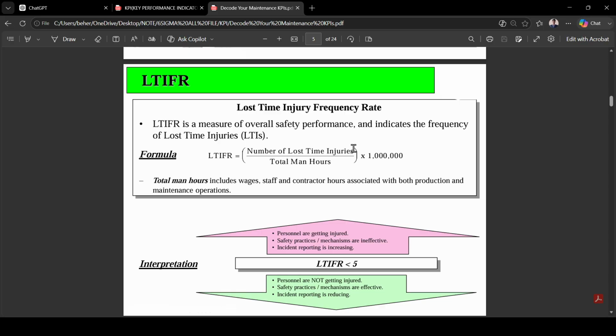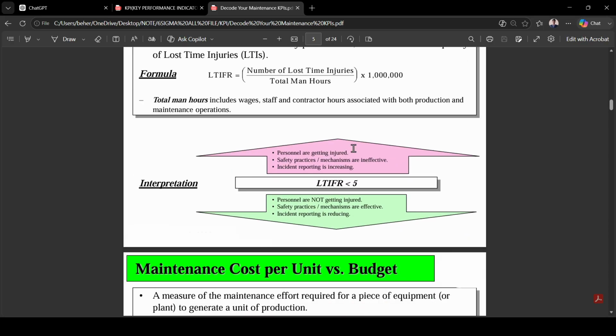Lost time injury frequency rate, LTIFR, is a measure of overall safety performance and indicates the frequency of lost time injuries. The formula: LTIFR is equal to the number of lost time injuries divided by total man hours, multiplied by 1 lakh. Total man hours include wages, staff and contractor hours associated with both production and maintenance operations.